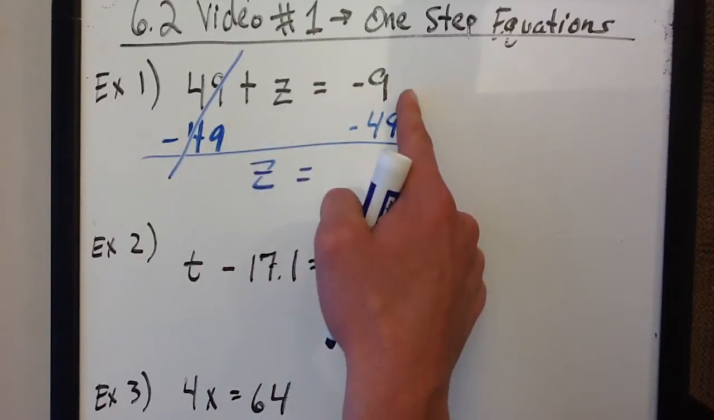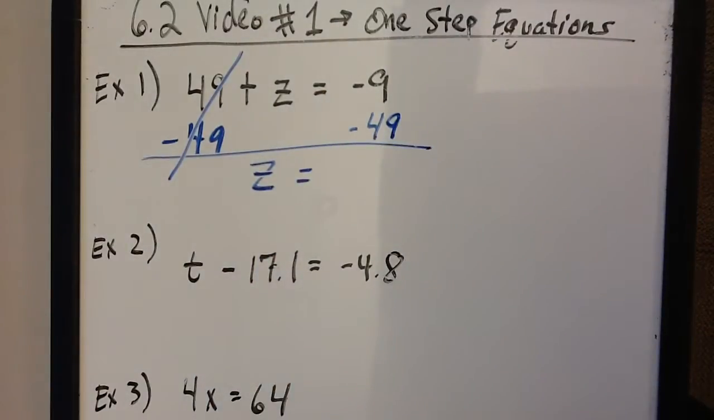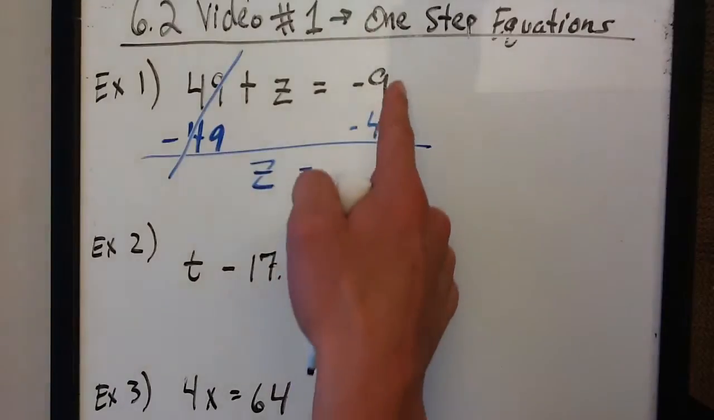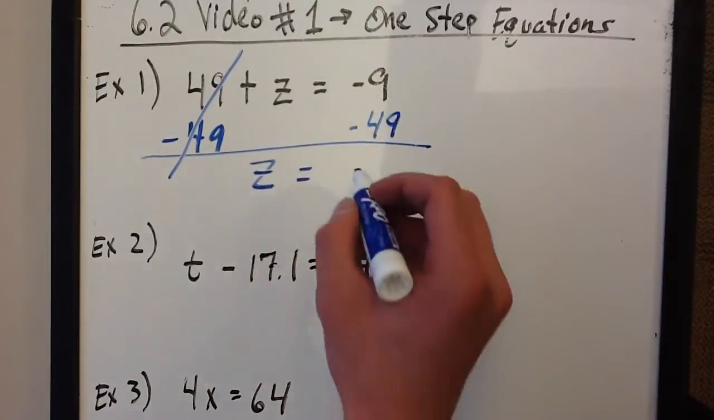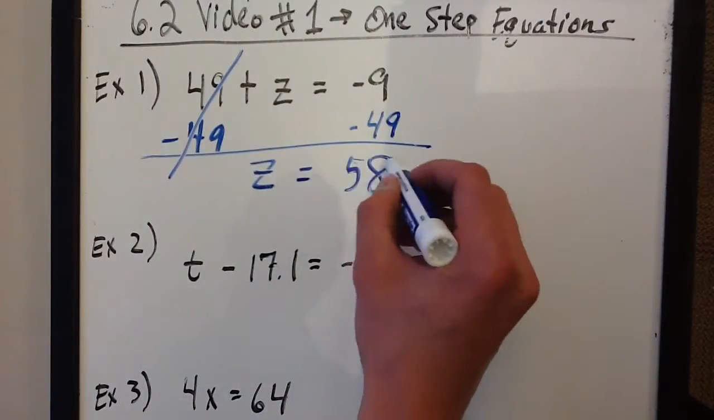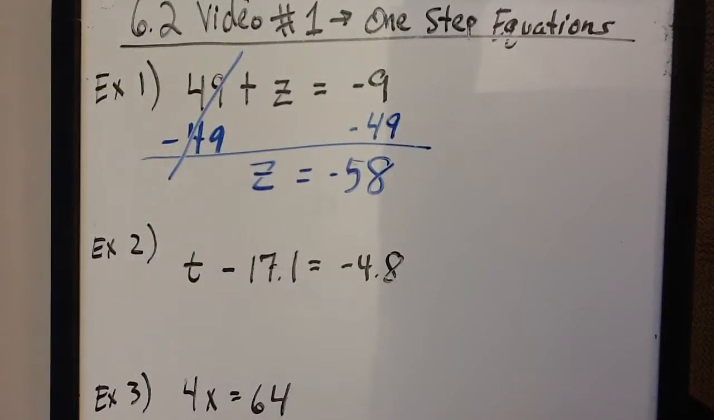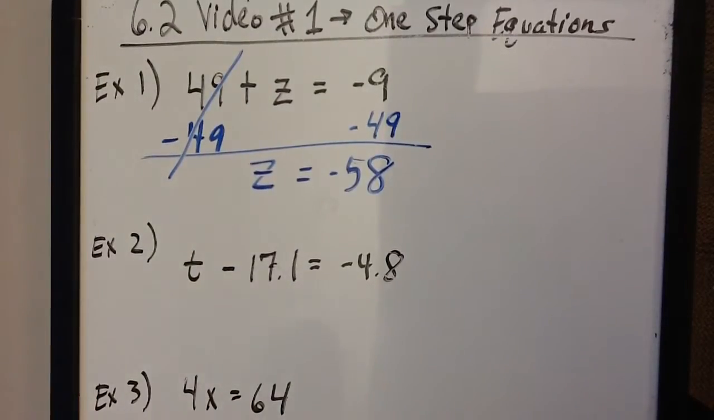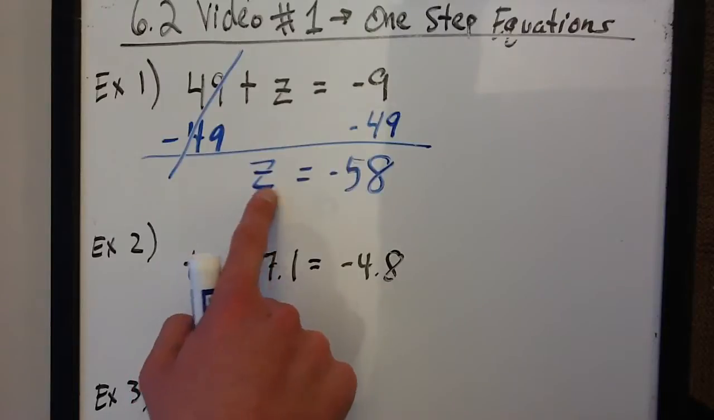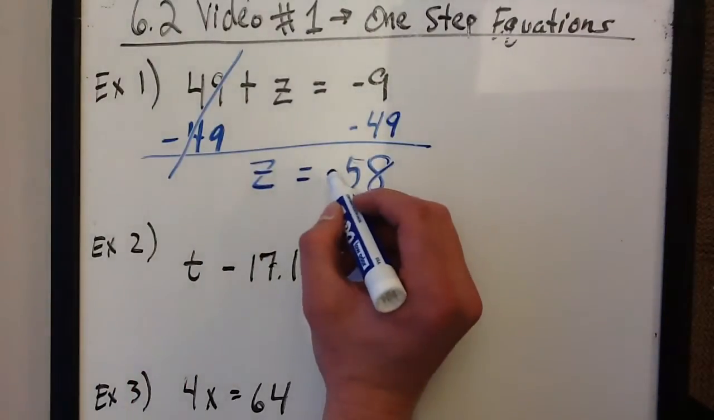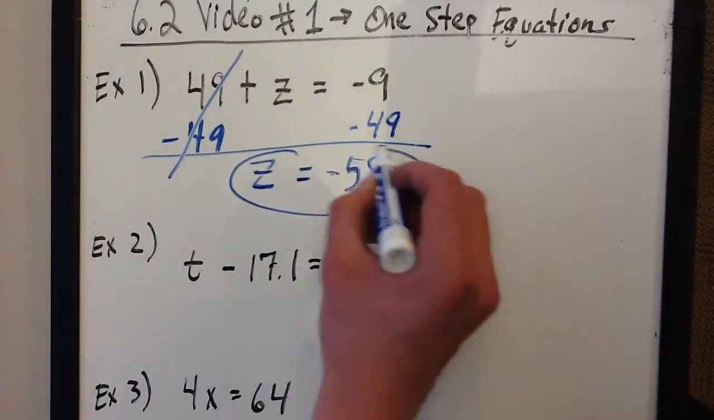Z equals negative 9 minus 49. So I have two negative numbers. Signs are the same, add, and keep the sign. So negative 9 minus 49 is negative 58. So what we're saying here is that z is equal to negative 58. That's my answer. I will circle that.